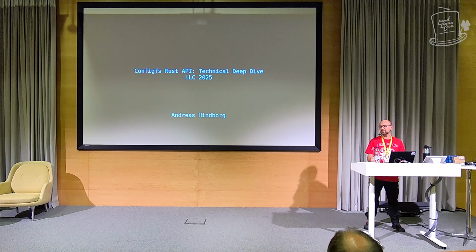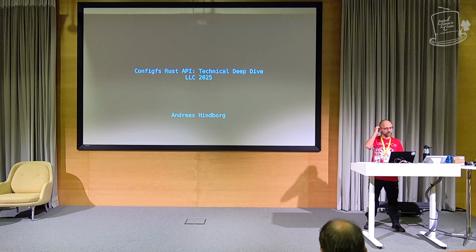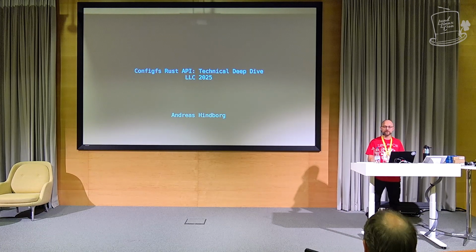The goal of this talk is to give an idea of the process of writing Rust abstractions for C code. What goes into that? And I'm going to use Configfs as an example.